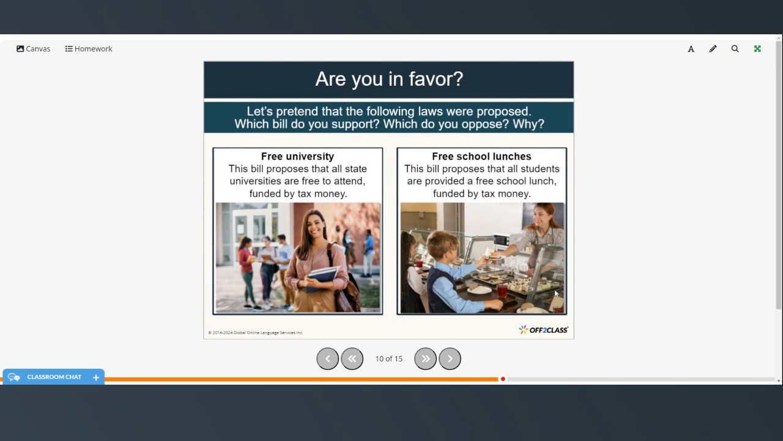Here are a couple more. Free university. This bill proposes that all state universities are free to attend, funded by tax money. Free school lunches. This bill proposes that all students are provided a free school lunch, funded by tax money.